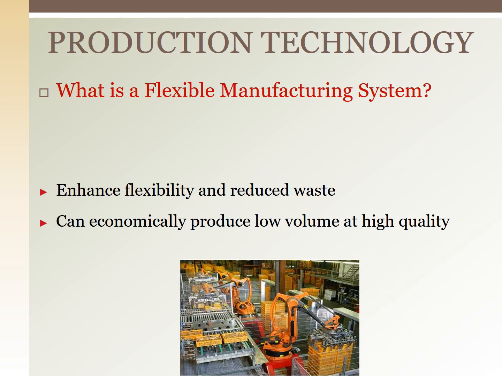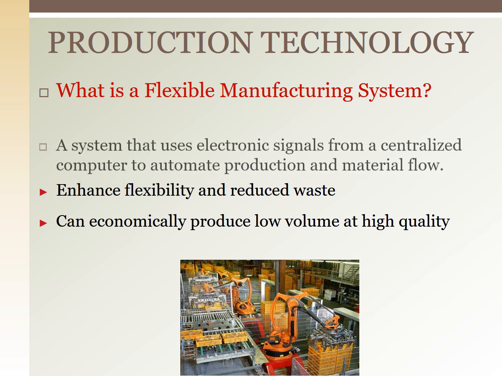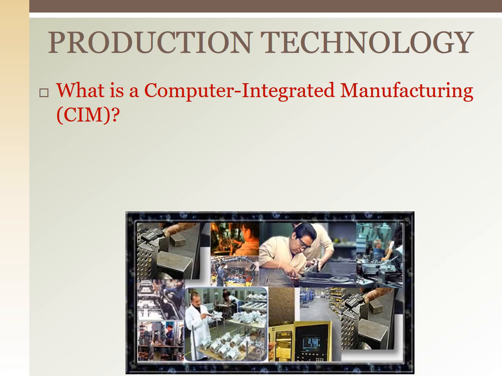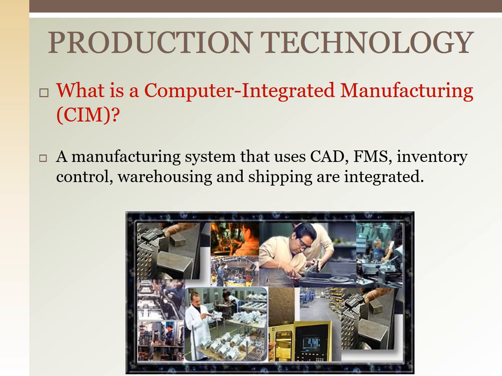Flexible manufacturing system enhances flexibility and reduces waste. It can economically produce low volume at higher quality. It's basically a system that uses electronic signals from a central computer to automate your production and your material flow. Computer Integrated Manufacturing, or CIM, is a system that uses CAD, FMS, inventory control, warehousing, and shipping. They're all integrated into one big computer system.